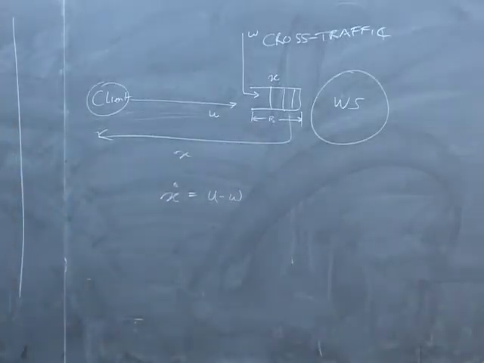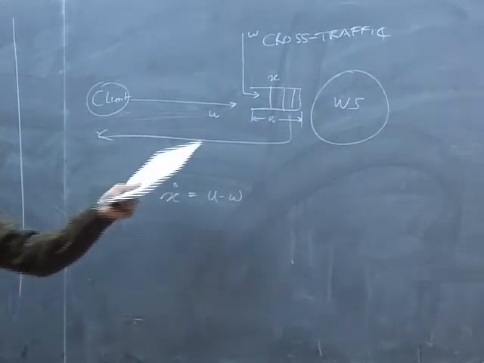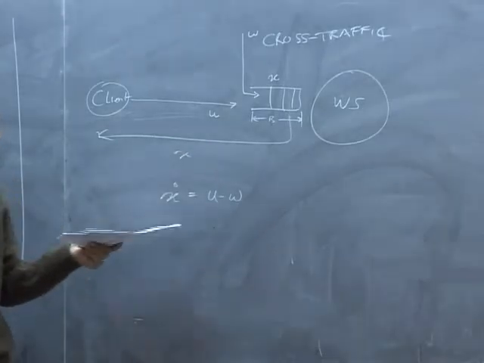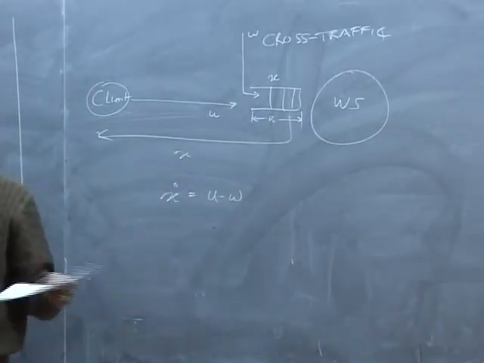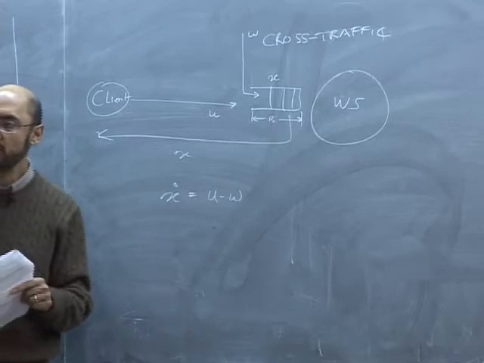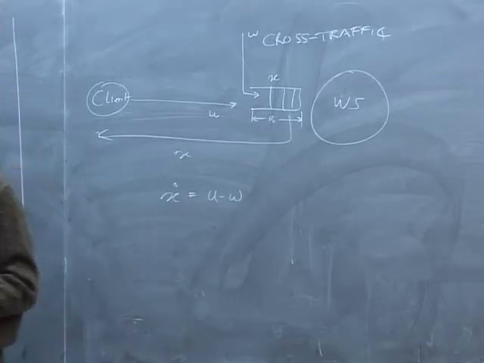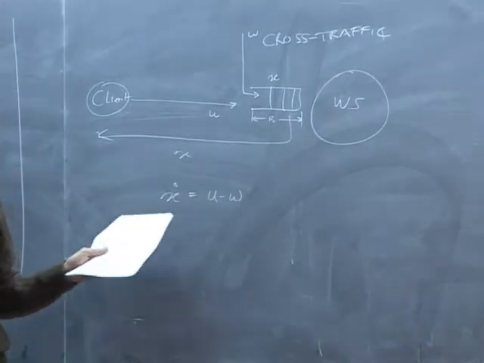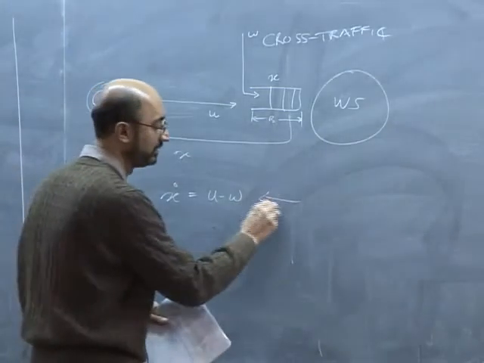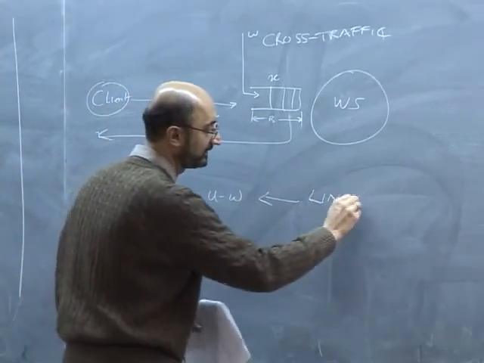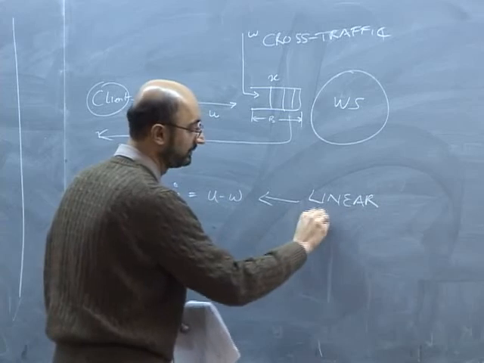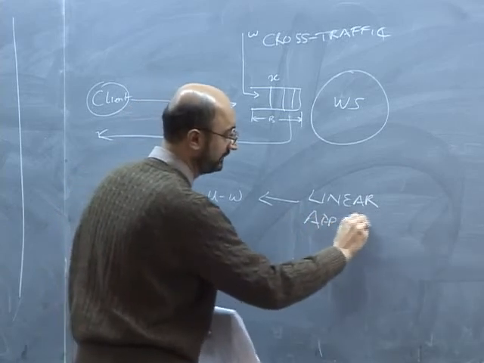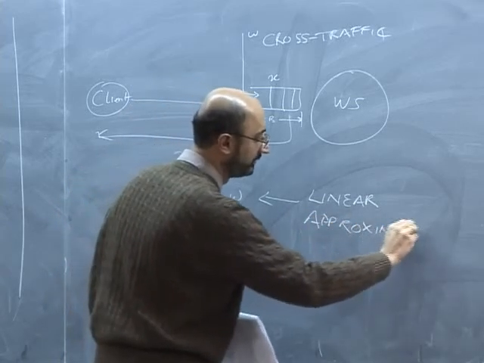Now, it's not exactly obviously true. You have to remember this is only true in the linear portion of the buffer. If the buffer is already full, then x dot is 0. Even though I'm putting in data at the rate of U, x dot is 0 because it's full. It's just dropping everything. So this is a linear approximation. And as I said earlier, all systems are going to be nonlinear when you look at them.